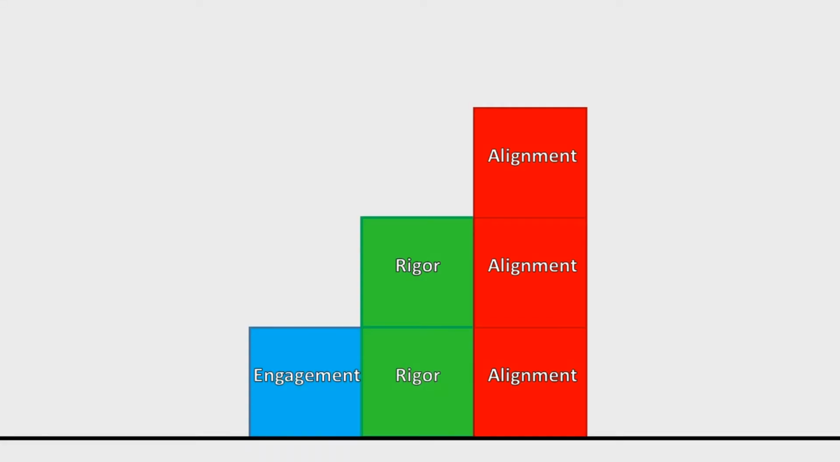So I want to present to you a model of lesson development. So here it is. You can see that we start with engagement and then build up rigor, and then you can see that top step of alignment. We see a lot of teachers using this model of lesson development.